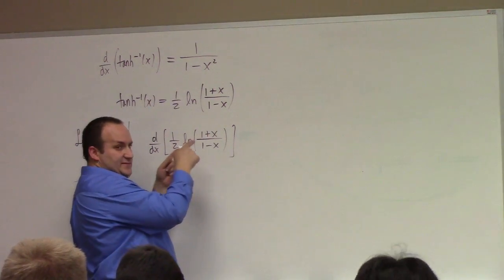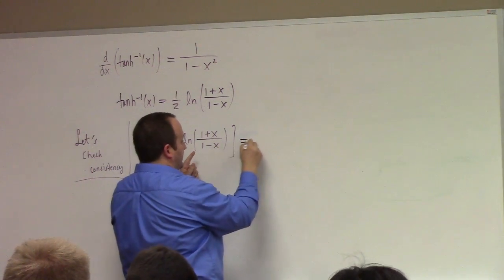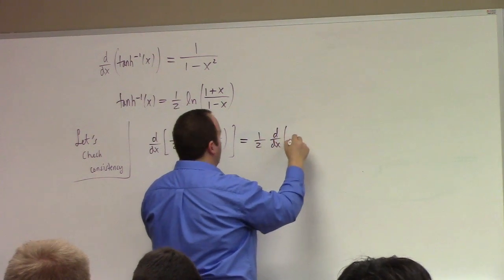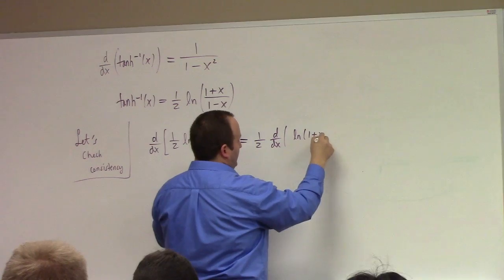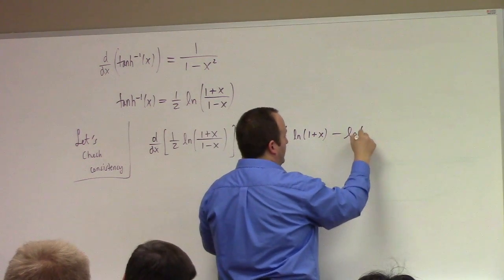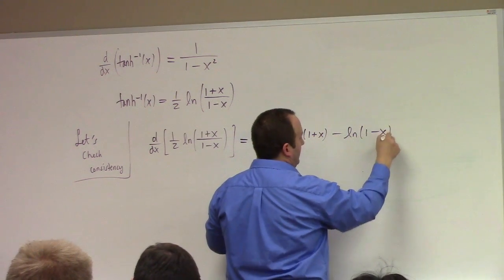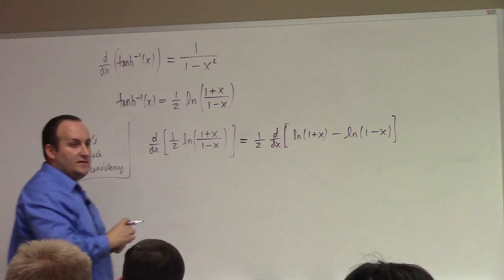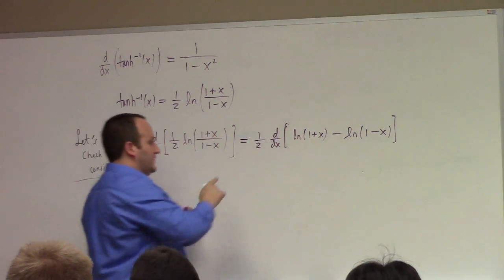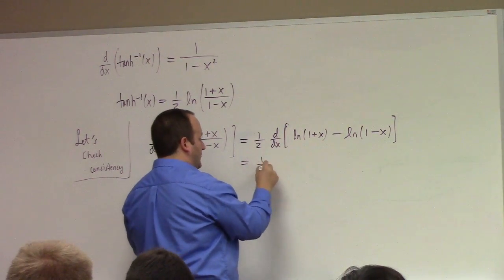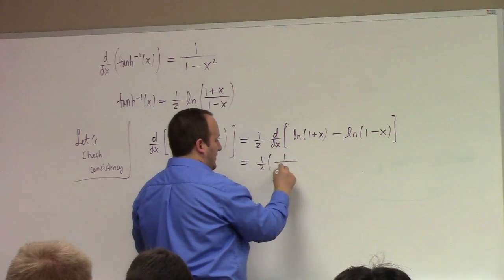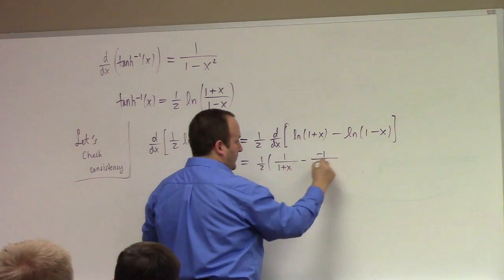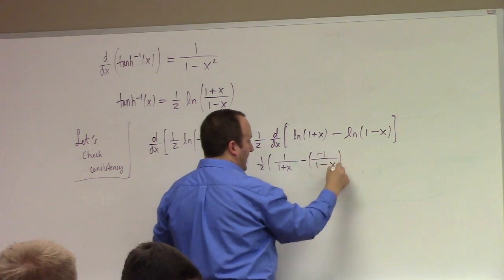You should not just differentiate this directly, right? We should use log properties. So I pull out the half, and I have the derivative with respect to x of the log of 1 plus x minus the log of 1 minus x. That is much easier to differentiate. So then I differentiate that. I get 1/2 times 1 over 1 plus x, minus a minus 1 over 1 minus x by the chain rule.